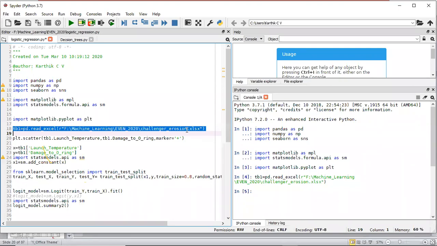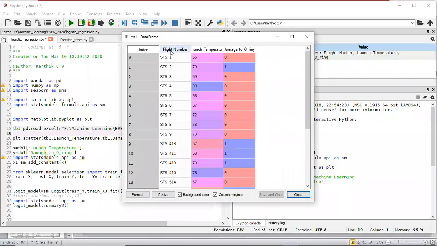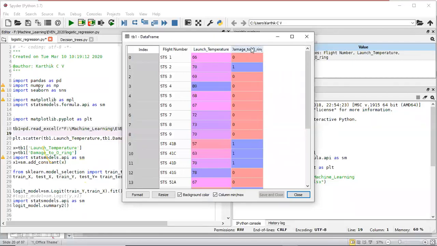So here first I'm just reading the file. Once I read the file, you can see that I have got my data here. In the Excel file, I have three things. One is the flight number, then the launch temperature, and whether there is damage to the ring or no damage to the ring. If there is damage to the ring, we have denoted it by 1. If there is no damage to the ring, we have denoted it by 0.